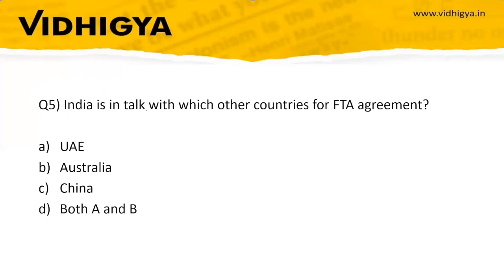Question 5, India is in talks with which other countries for an FTA agreement? So India is currently doing negotiations with other countries to enter into an FTA agreement. So which of the following are these countries? The options are UAE, Australia, China, both UAE and Australia. The correct option is D. India is in talks with both Australia and UAE and has also started the negotiation process with UK.